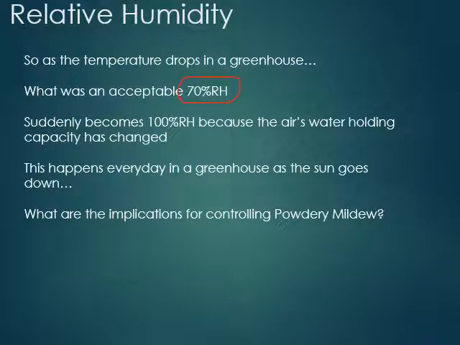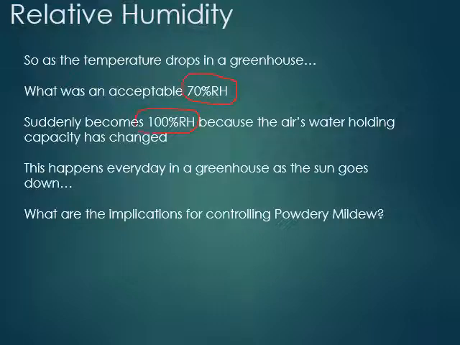Suddenly, 100% is achieved because your air's water holding capacity is changed. And what would that scenario be? Let's say at the end of the day, the sun is going down and your greenhouse is cooling. The temperature is dropping because the sun's going down. The exact same moisture content, which had a nice, happy 70% relative humidity. Remember that graph, as the temperature drops, it can't hold the moisture anymore and it quickly reaches 100%.